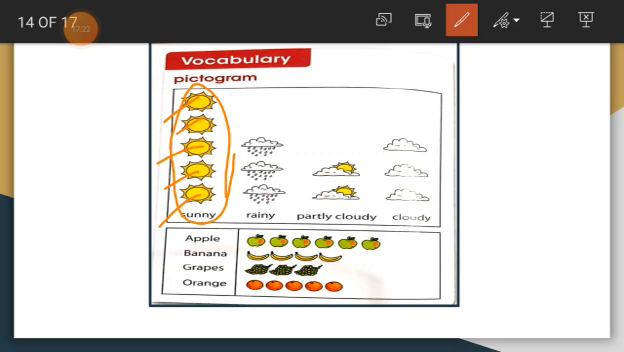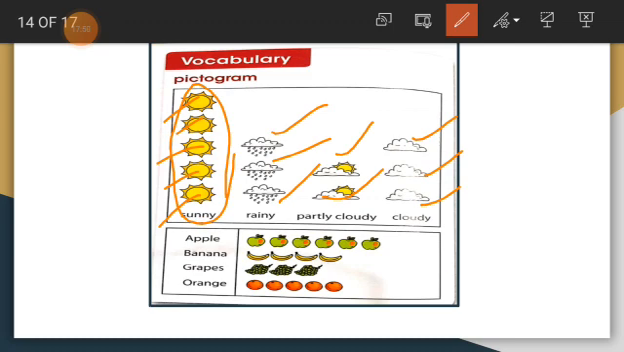Okay. Now how many days are the rainy days? 1, 2, 3. 3 days. How many days do we have partly cloudy? 1 and 2. 2 days we have partly cloudy. Now how many days do we have the cloudy days? 3 days we have the cloudy days. This is how you will make the pictogram graph about the weather.